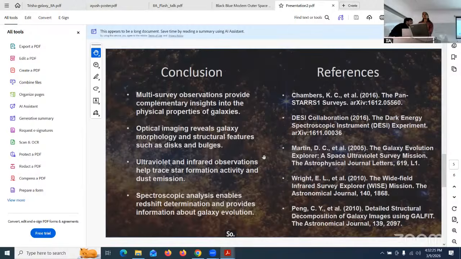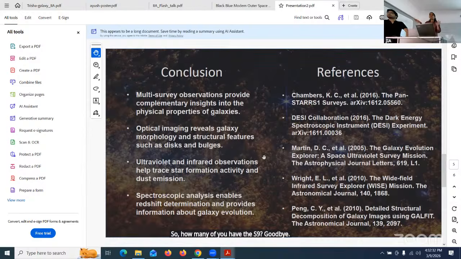So how many of you have DS9? Nearly everyone, I guess. Is there anyone who hasn't installed DS9? QFitsView? No DS9 or QFitsView? You have DS9, so I'll just be showing. Those of you who don't have it, maybe you can sit next to someone who has DS9.